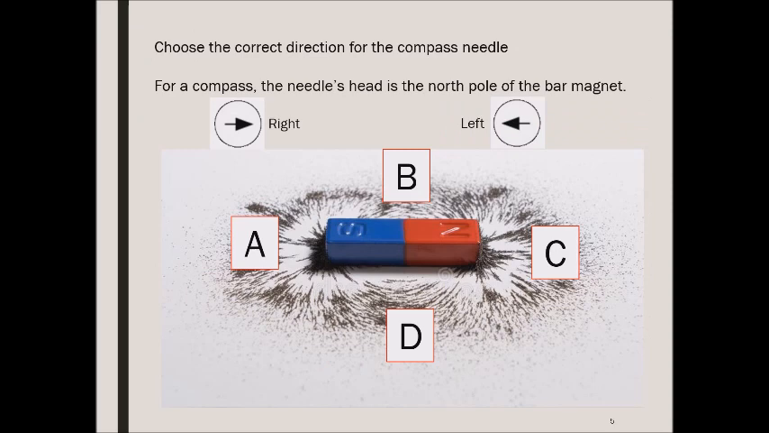So here now is your chance. We want to label A, B, and C and put either a right arrow or a left arrow in each one of those locations. So which direction is the magnetic field pointing on each side of the magnet?